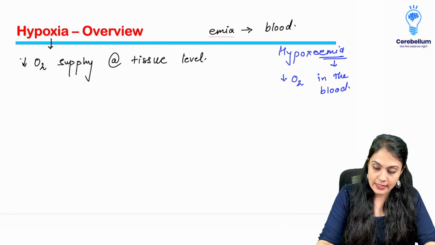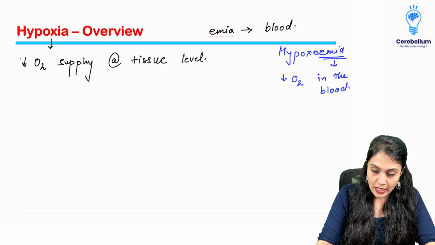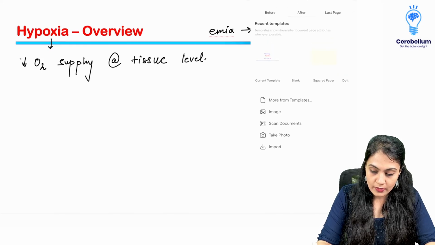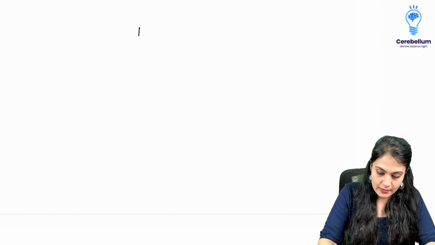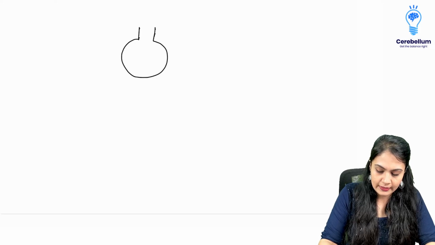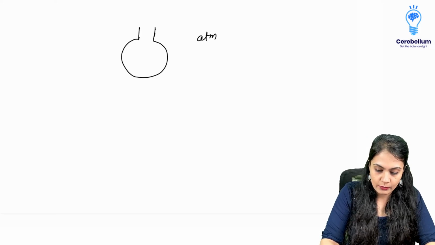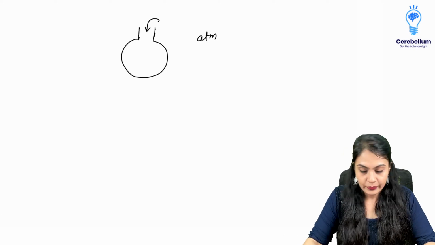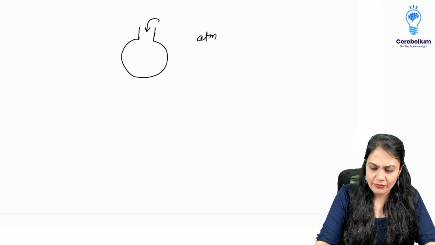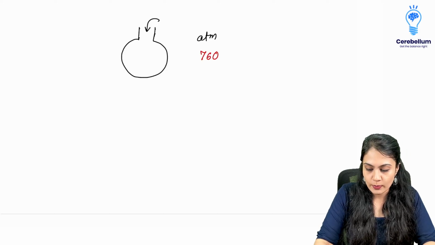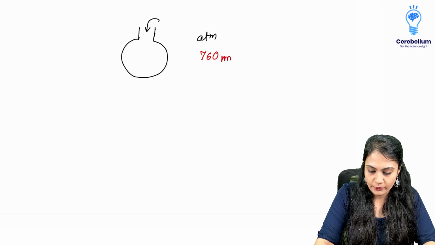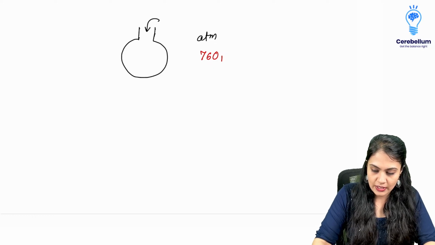All right, so let's see what can be the causes. First of all, let's see the overview. I'm going to draw a few things over here. Let's say this is the alveoli, which is present inside the lung, and this is the atmospheric air which is going into the alveoli, isn't it? Now 21%, let's say we are at sea level, right? So how much is the atmospheric pressure? It is going to be 760 mmHg, of course.